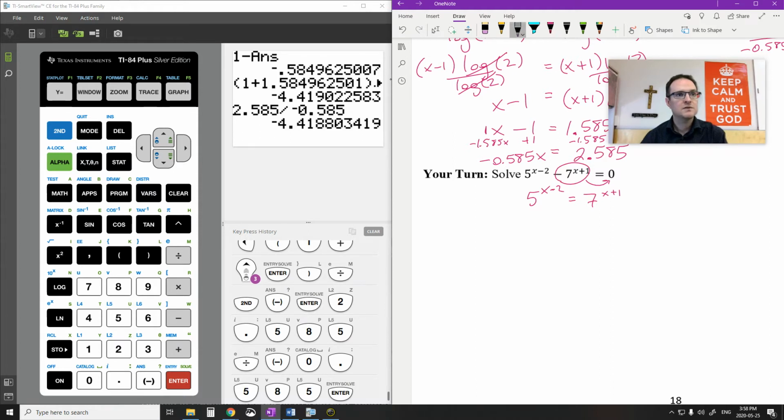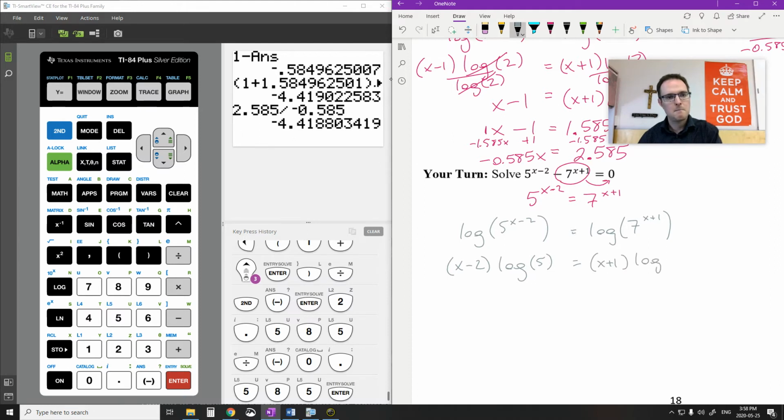Okay, so hopefully you tried that. So we're going to take the log of both sides like we did before. So it's going to be the log of 5 to the power of x minus 2 and the log of 7 to the power of x plus 1. We're going to drop our exponents down. Those exponents are in parentheses there. And then I'm going to drop this exponent down too.